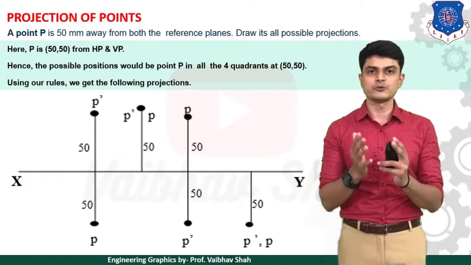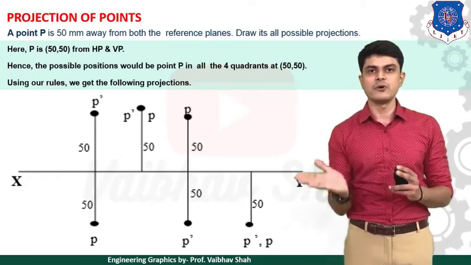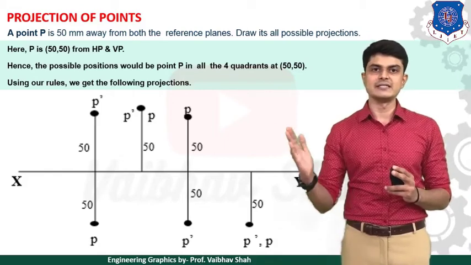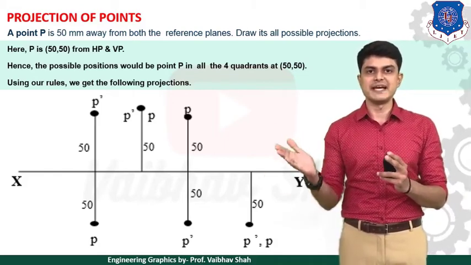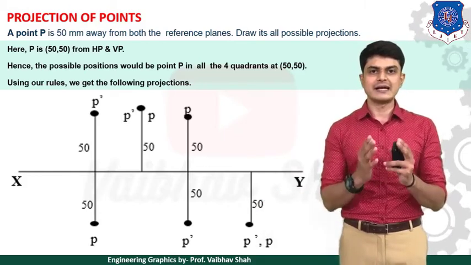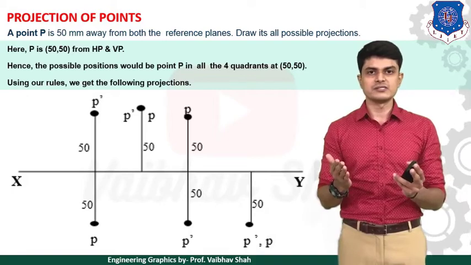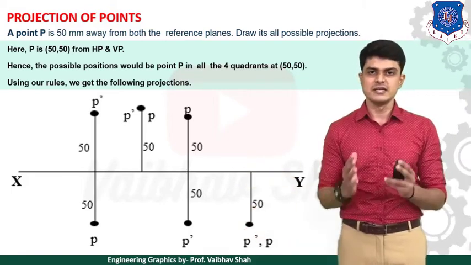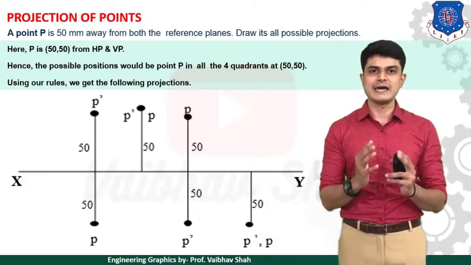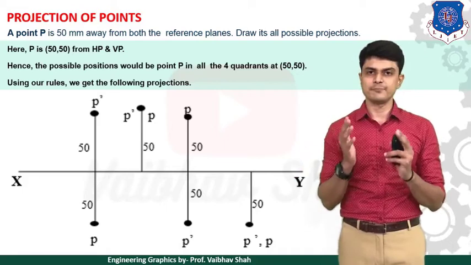Then let us come to the fourth position. So in the fourth quadrant, what happens? Your point is below HP and it is in front of VP. So whenever a point is below HP, your answer would be P dash below the XY line. And second, whenever a point is in front of VP, your answer would obviously be below the XY line. So your point P would be below the XY line, as you can see. So both of the points would lie on the same spot like this, below the XY line.